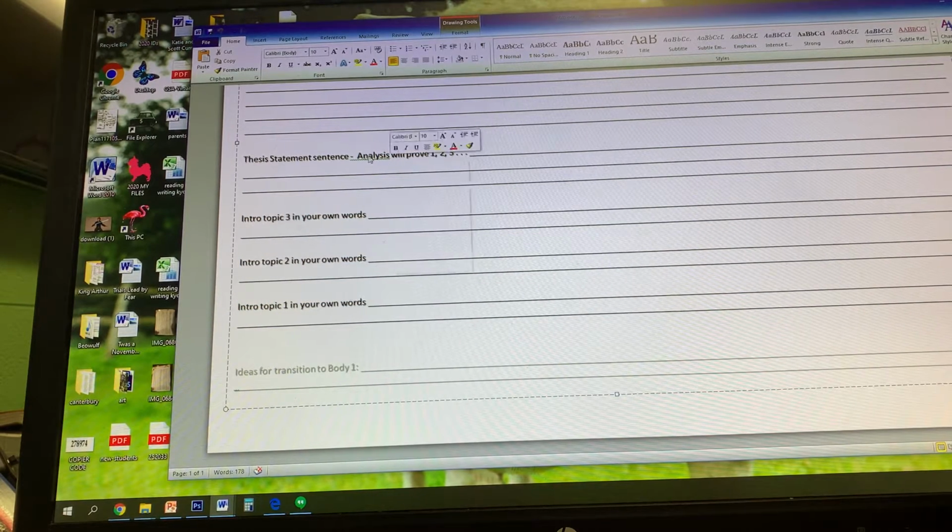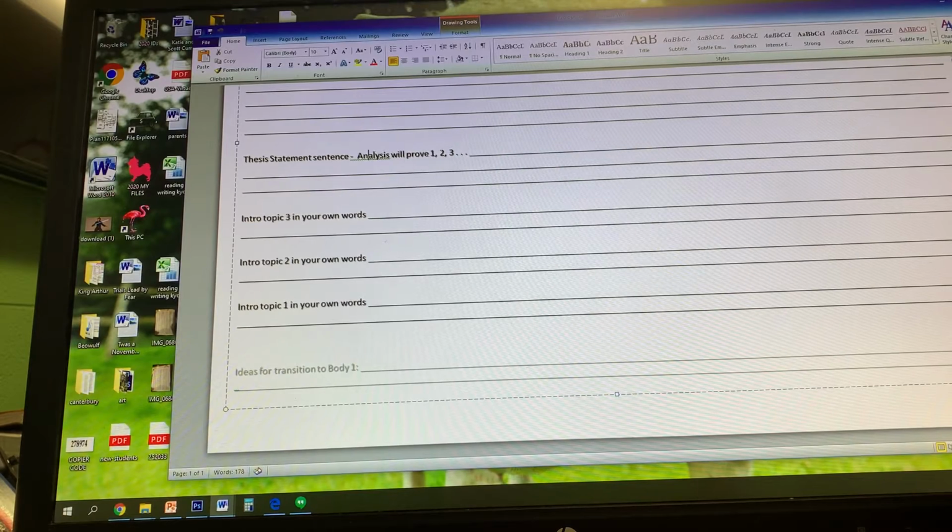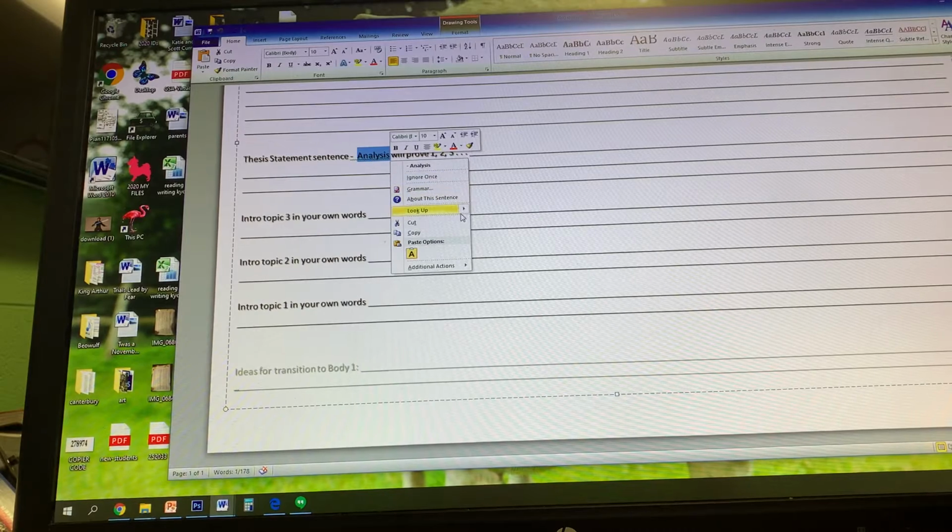Right-click on any word, and it's going to say, let's see, additional actions, maybe not. Options. Nope, that wasn't it. Hang on. Ugh. Okay, let me see if I can do this. Look up. There we go. Now, it may be slightly different in Google.